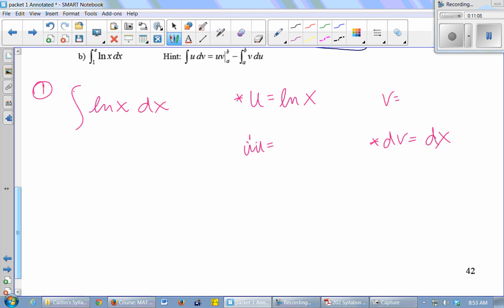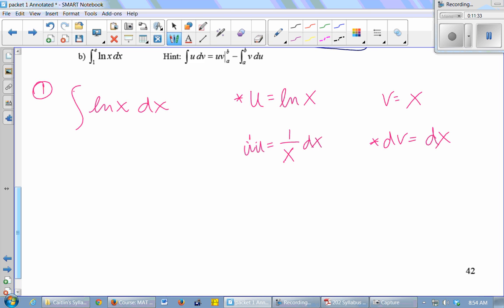So now you take du. The derivative of ln x is 1 over x. So du dx is 1 over x, which means du is 1 over x dx. And then when I take the integral of both sides of this, the antiderivative of dv is v. What's the antiderivative of dx? X.